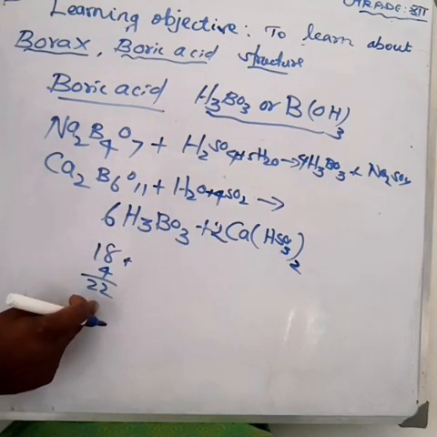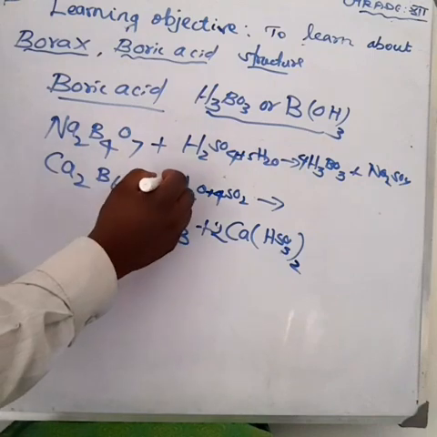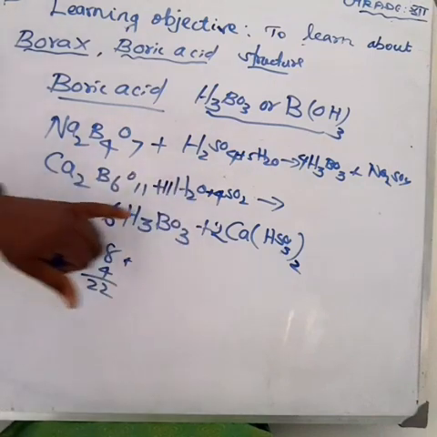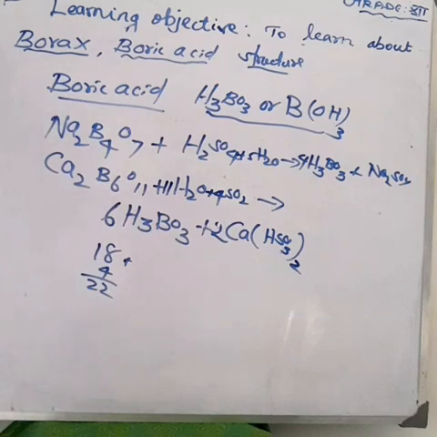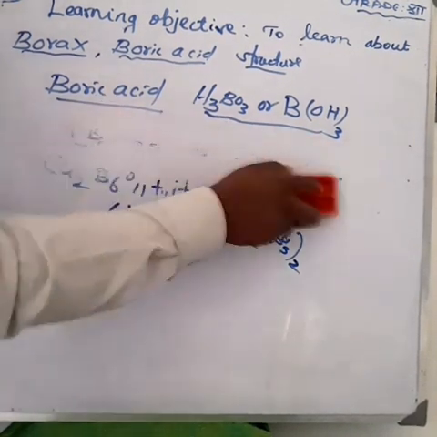Okay, if you are adding 22 hydrogen, so multiplying 11 into 2, we get 22 hydrogen. So it is also balanced. Am I right, my dear children?